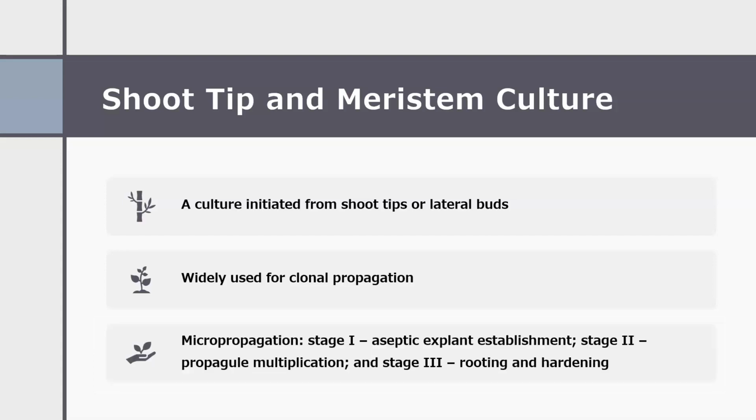The process of micropropagation can be divided into three different developmental stages. Stage 1. Establishment of explant aseptically. Stage 2. Multiplication of propagules by repeated subcultures on a specific nutrient medium. And Stage 3. Rooting and hardening of plantlets and planting into soil.